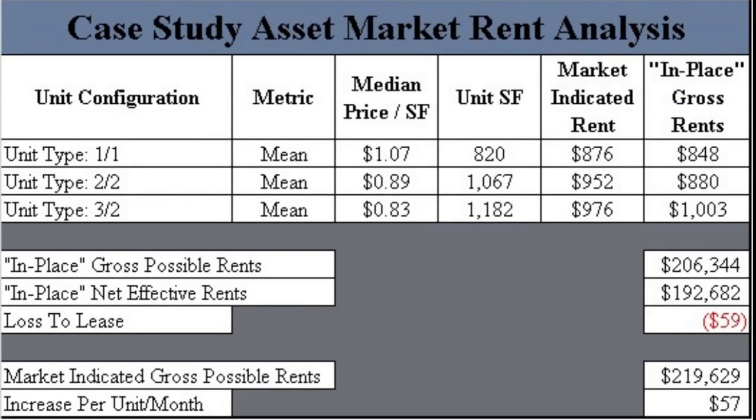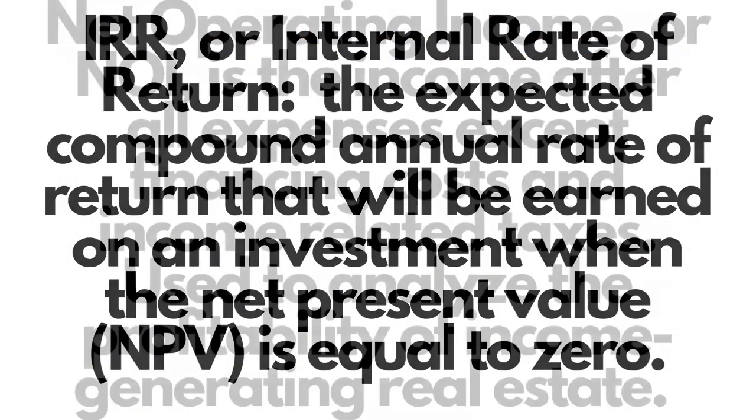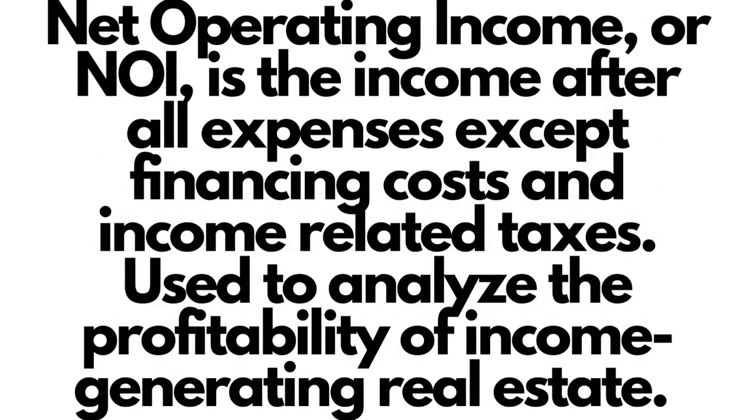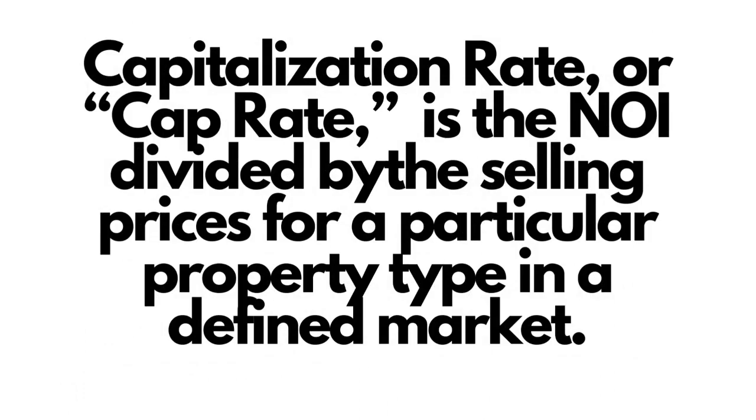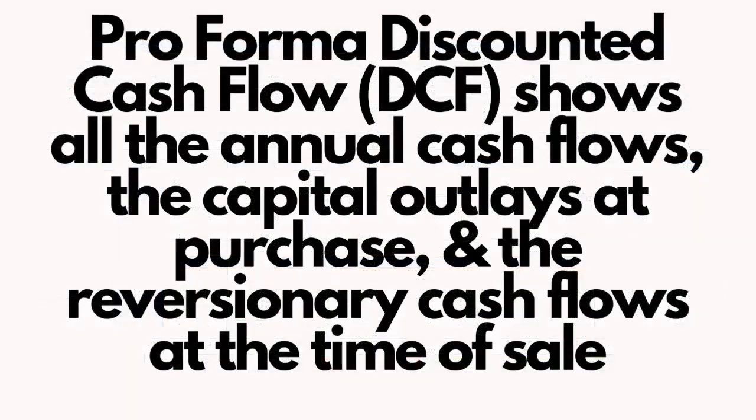We also covered things like the internal rate of return, or IRR, for measuring returns. NOI and cap rates were also covered. And so we get to move forward regarding the projections used in the original financial model, income, expenses, and other pertinent terms. Okay, so what the underwriting used with this is a pro forma discounted cash flow, also called a DCF. A DCF shows all the annual cash flows, the capital outlays at the purchase, and the reversionary cash flows at the time of sale, which is what is used to calculate the IRR.